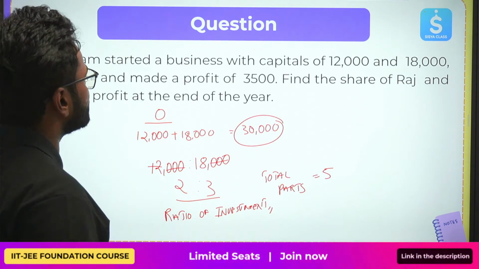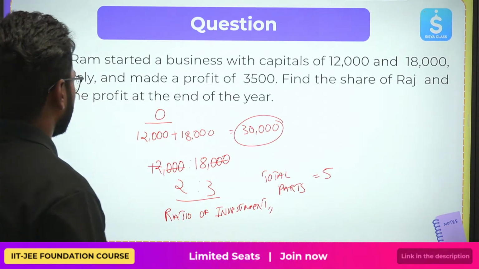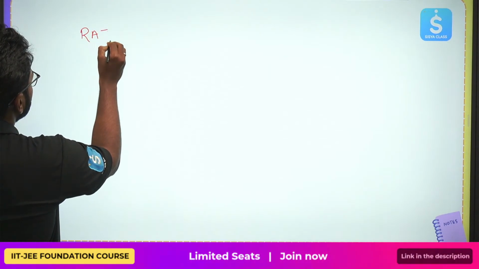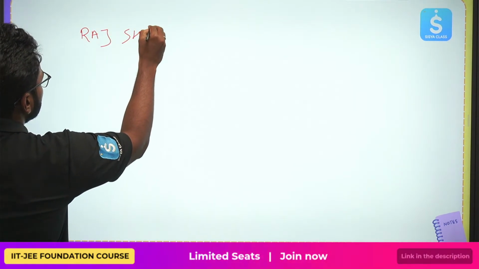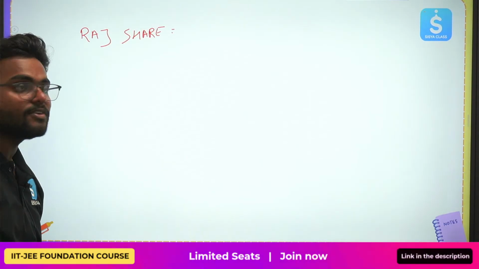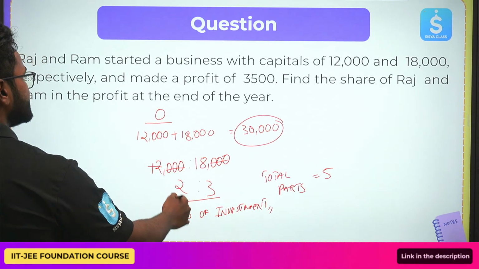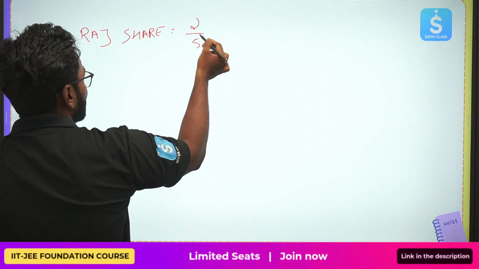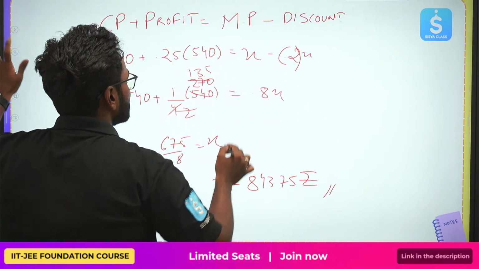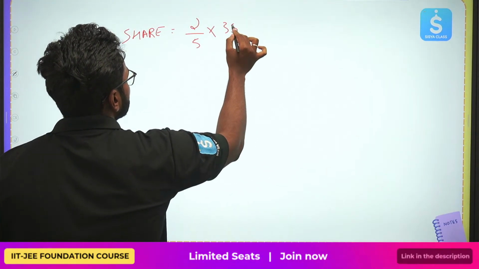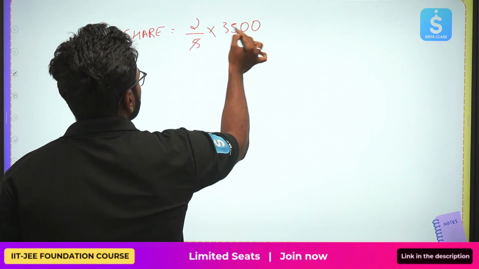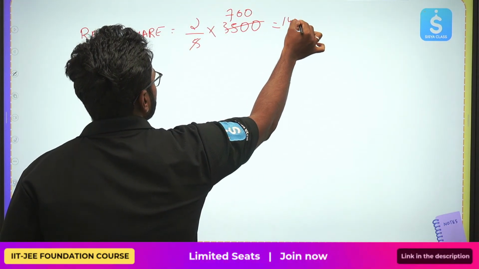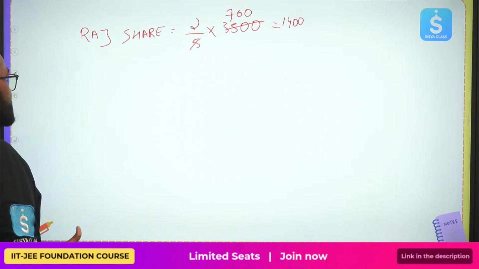They have made a profit of 3,500. Find the share of Raj and Ram. Let us find Raj. So Raj would be receiving 2 parts, right? He'd be receiving profit also in 2 parts. He'd be receiving 2 by the total parts, 5, into the profit, 3,500, which would be 1,400 rupees he'd be receiving.